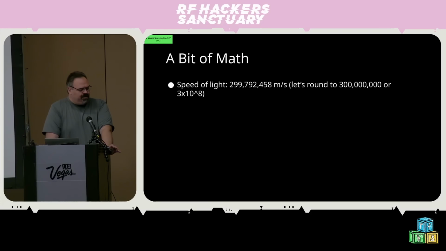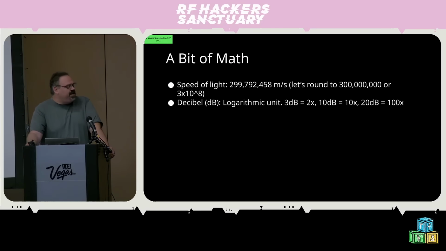The speed of light is 299,792,458 meters per second. For simplicity purposes, we're going to round that up to 300 million. I'll show you why in a moment. Speed of light is constant-ish. This is the speed of light in a vacuum. I'm going to talk about velocity factor later because physics is fun.